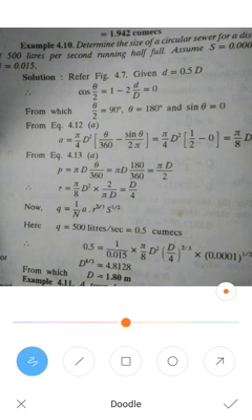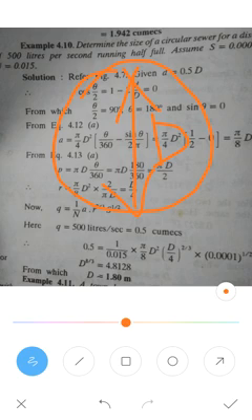See here, determine the size of the circular sewer. So there is a sewer, a circular sewer, exactly circular. In this you have to find out the diameter. So your job is to find out the diameter. What should be the diameter for a discharge of 500 liter per second? Okay, 500 liter per second.